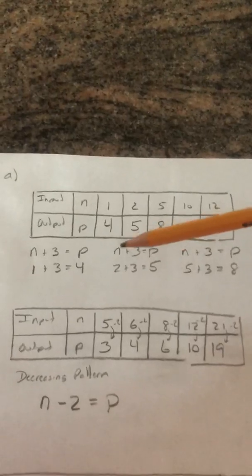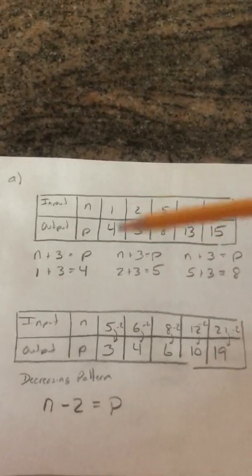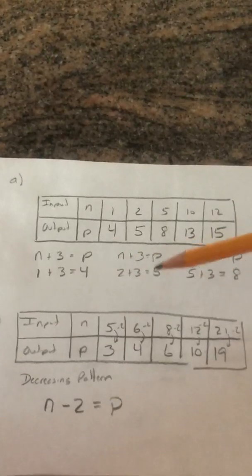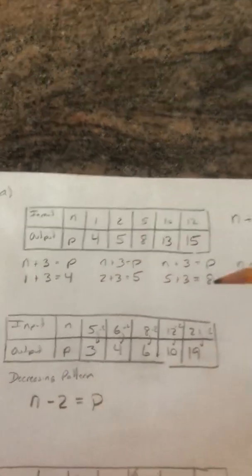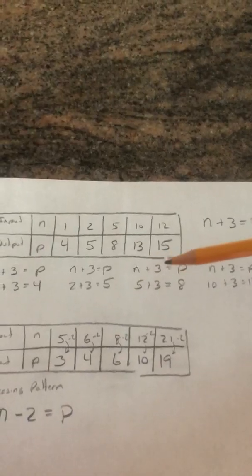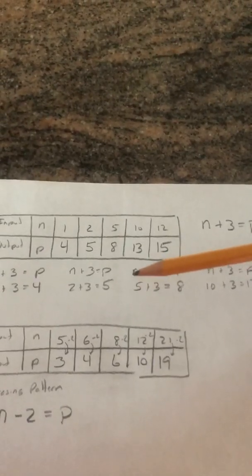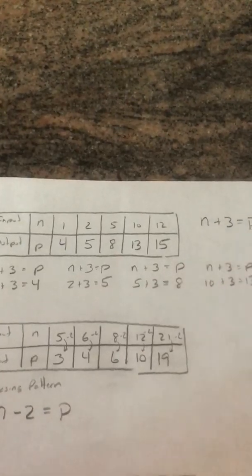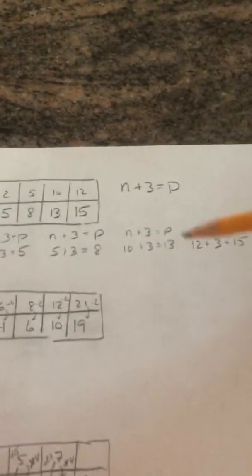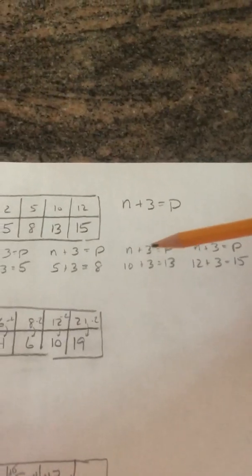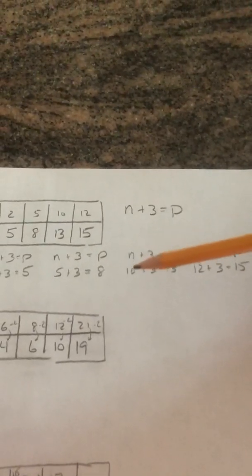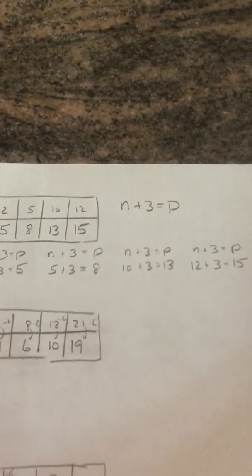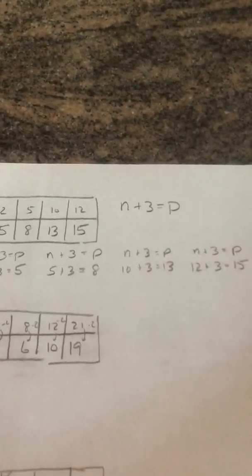Same thing for the next one, N plus 3 equals P. We're going to plug in 2 for N, 2 plus 3 equals 5, so 5 is going to be our output. On our next one, N plus 3 equals P. Again, I'm going to plug in 5, so 5 plus 3 equals 8, so 8 will be our output. Our next one, N plus 3 equals P. Our input is going to be 10, so 10 plus 3 equals 13. So our output is 13.